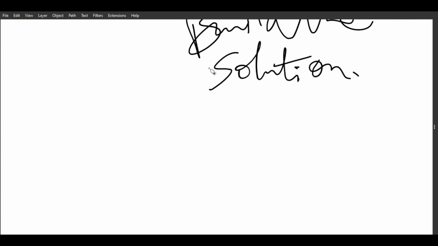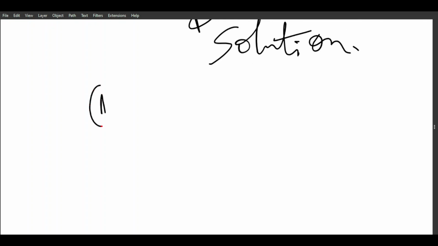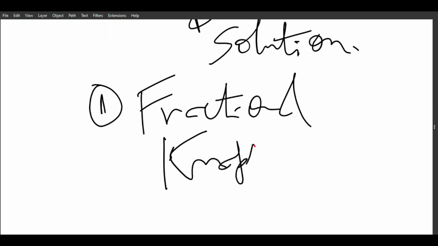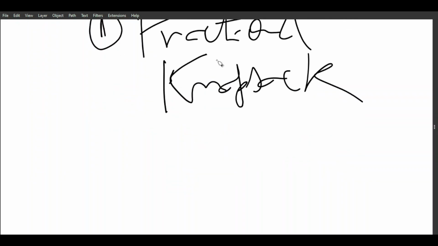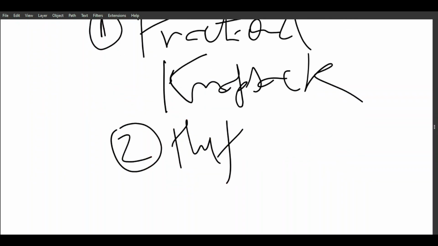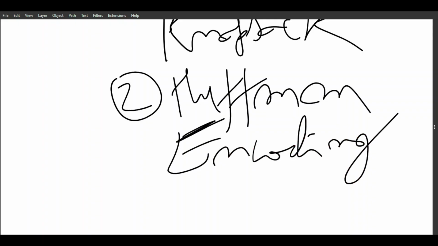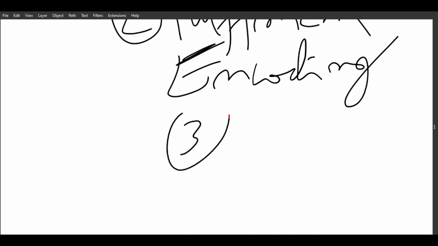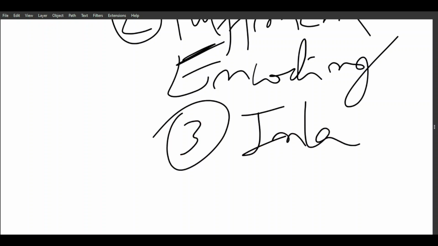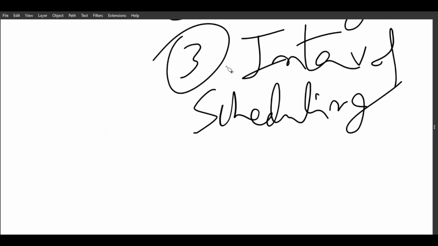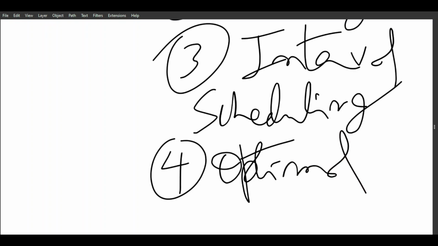Some example problems that we studied: first was the fractional knapsack problem. Second was Huffman encoding. Third, interval scheduling. And finally it was optimal caching.